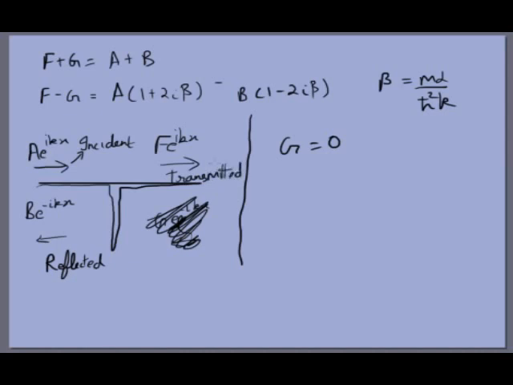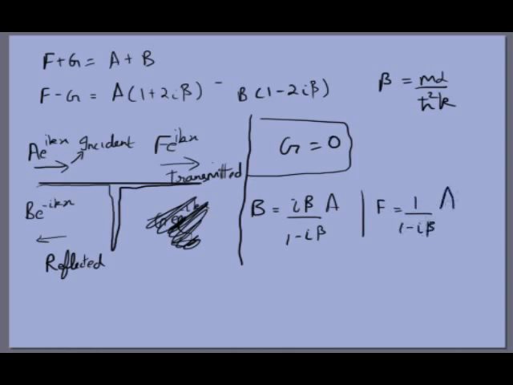So the problem is slightly changed now. We are sending a wave which has the wave function A e to the power iota kx. We are sending it from the left side, x less than 0. It reaches this potential well and it gets both transmitted and reflected. A portion of it gets transmitted, a portion of it gets reflected. And so if you put G is equal to 0 in these, the final result you will get is this. B is equal to iota beta by 1 minus iota beta times A, and F is equal to 1 by 1 minus iota beta times A.